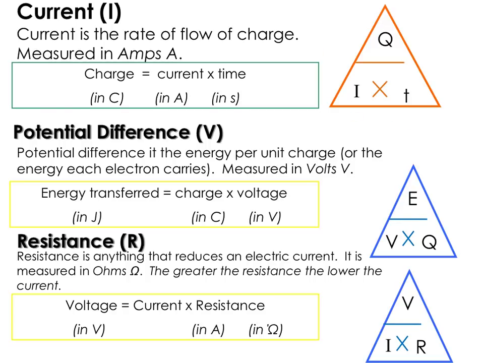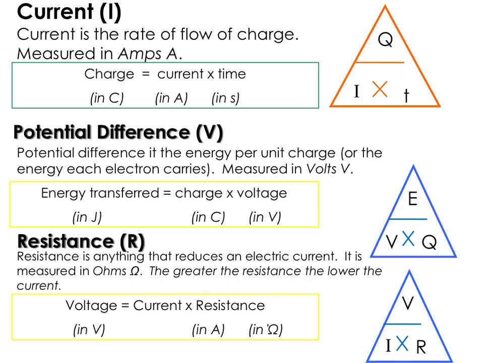The next key term you need to be aware of is potential difference. Potential difference is the energy per unit charge, so how much energy is transferred by the electrons as they travel around the circuit. It's measured in volts and has symbol capital V. And it can be calculated using the equation that energy transferred is equal to charge multiplied by potential difference, or voltage. Again, I have included the equation triangle in case you want to use it over here.